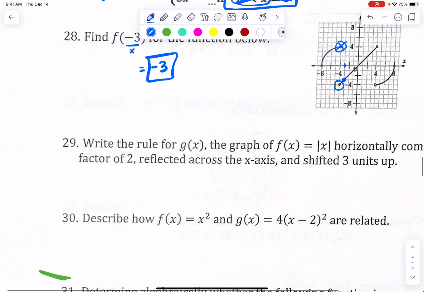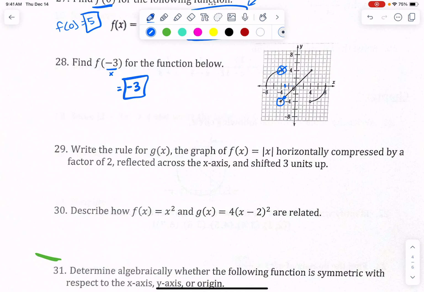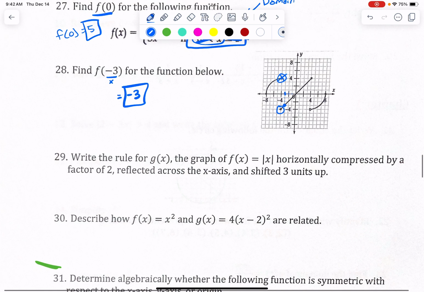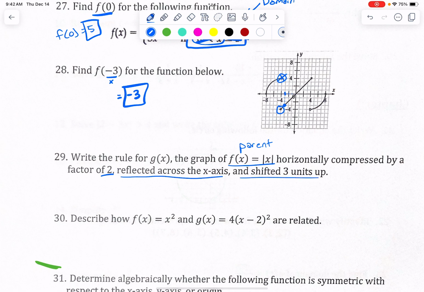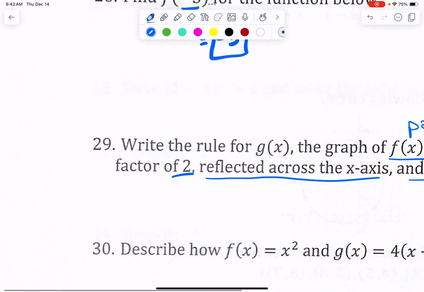All right, 29. Oh, good heavens. Why'd I have to give you this one today? We're starting with our parent function as the absolute value, and I want to horizontally compress by a factor of 2, reflect across the x-axis, and shift 3 units up. I'm going to do all three of those things and write a new equation. If you want this, I would write this off to the side over here.